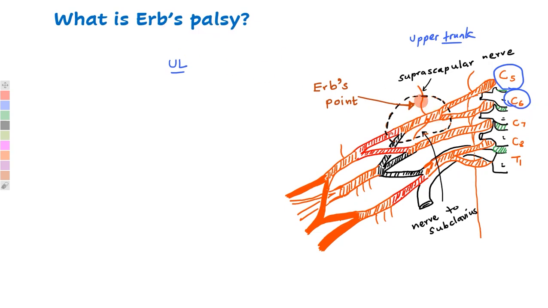Erb's palsy results when the upper trunk gets damaged at the Erb's point. You can see this is the Erb's point. It is the meeting point of 6 nerves. They are the C5 and C6 nerve roots, suprascapular nerve and the nerve to subclavius, and the anterior and posterior divisions of the upper trunk. You can see the red color one is the anterior division and the black color one is the posterior division. These 6 nerves are meeting at the Erb's point. Damage of the upper trunk at the Erb's point will result in Erb's palsy.